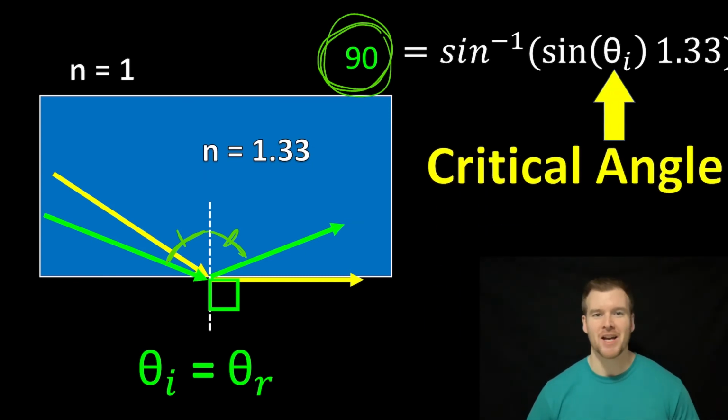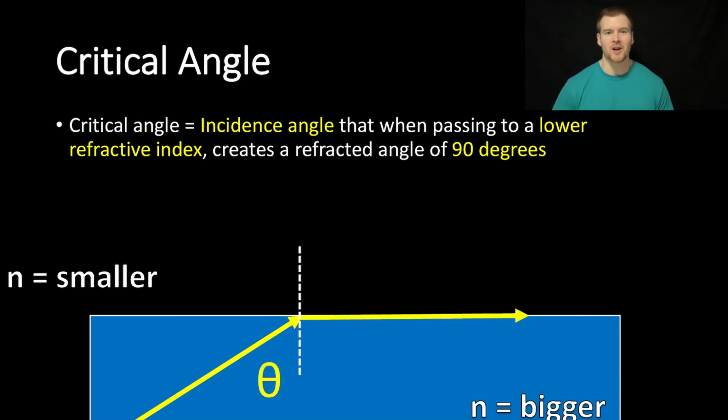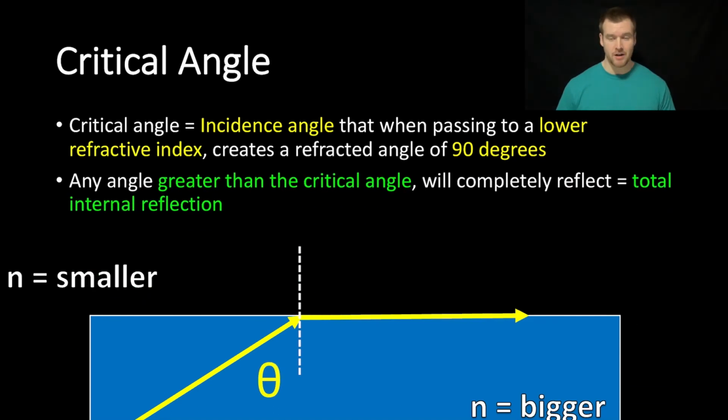So determining the incidence angle that gives us a refraction of 90 degrees is important, and that angle is called the critical angle. So putting that in your notes here, it says that the critical angle is the incidence angle that, when passing to a lower refractive index, so going to an n value lower than what it originally was, creates a refracted angle of 90 degrees. And again, I'll show that with the yellow line, comes in like this, going into a lower n value gives 90 degrees. This angle measured right here, that's the critical angle. And this means that anything greater than that critical angle will completely reflect. This is called total internal reflection.